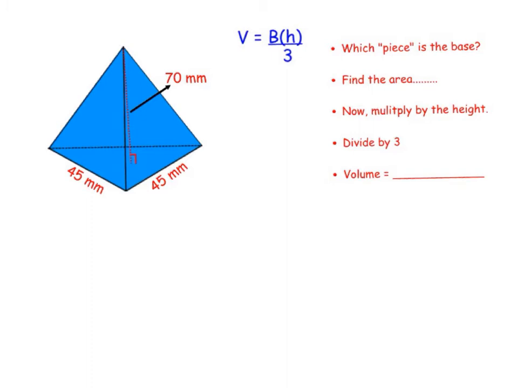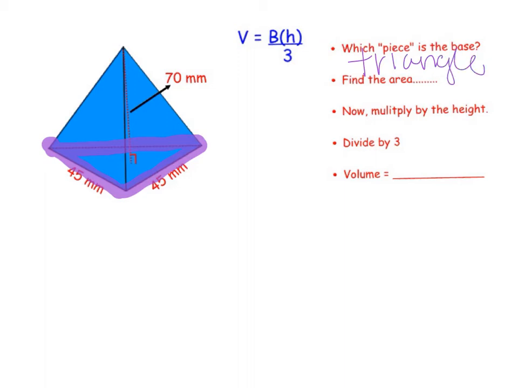Now notice this is a little different pyramid. It's called a triangular pyramid. At the very base of this pyramid is a triangle, right? All the sides of our pyramid flow out of that bottom triangle. So that's considered to be our base. So let's begin by finding the area of that base shape.